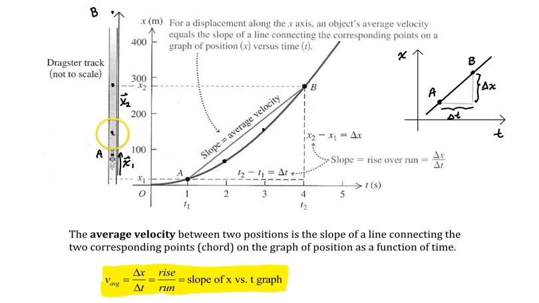If you were to look down at that speedometer and see how fast it's going right at that point in time, that would be called the instantaneous velocity. It's the velocity at that instant in time.